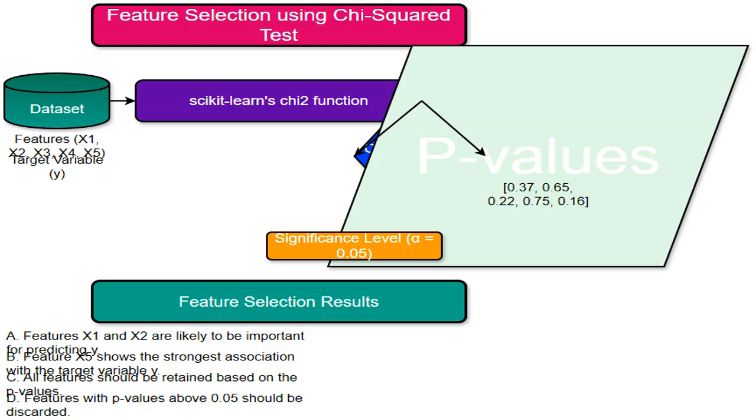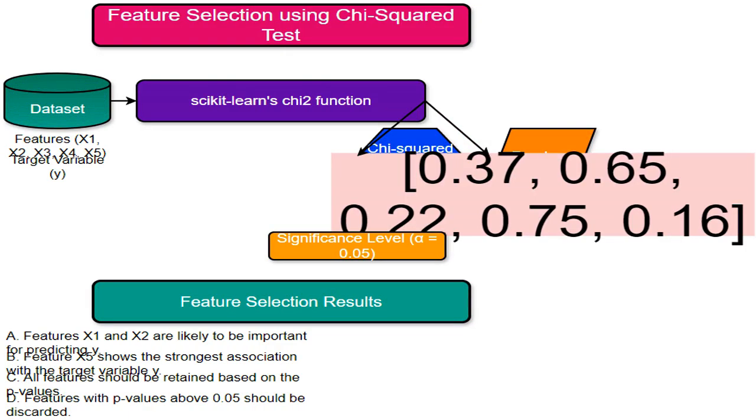Lower p-values are better. They suggest a stronger relationship. I've set my significance level to 0.05, which means I am willing to accept a 5% chance of incorrectly concluding there's a relationship when there isn't one. This is a common threshold in statistics.